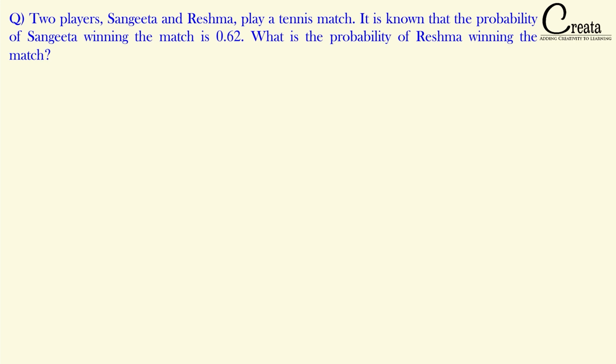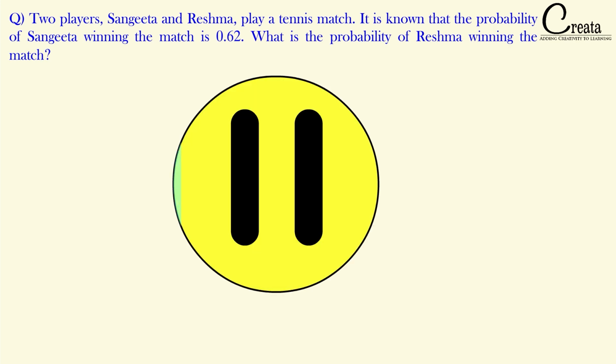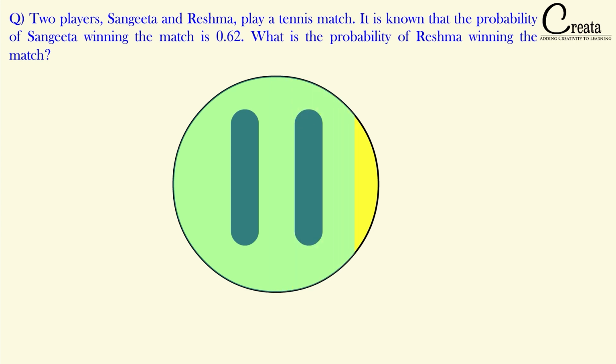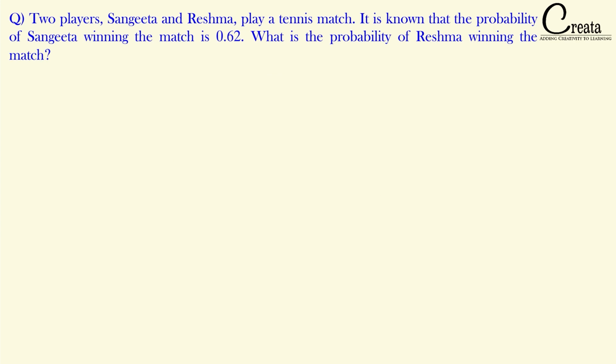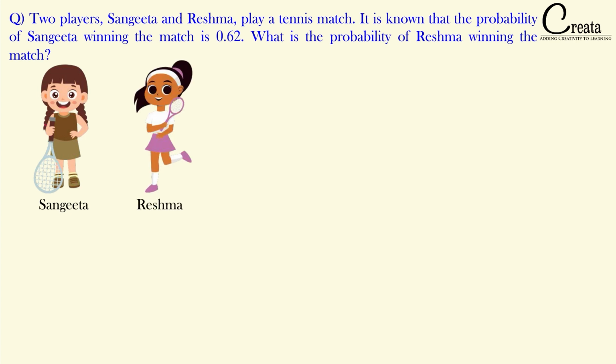This is a very simple question. Try to visualize the question and apply the simple formula of the observation that we have done in the previous lecture. Two players are given, Sangeeta and Reshma, and they are playing a tennis match. The probability of Sangeeta winning is given as 0.62. We have to calculate the probability of Reshma winning the match.